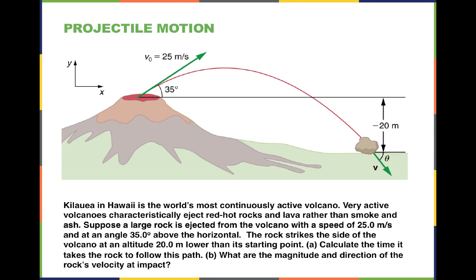Okay, so here's another example. This is a volcano, which I'm not going to try to pronounce. And what it says is that suppose a large rock is ejected from the volcano at 25 meters per second at 35 degrees. And it strikes on the other side of the volcano at a point 20 meters below the top of the volcano where it starts. The first question is calculate the time it takes the rock to follow this path. And the second question is what is the magnitude and direction of the rock's velocity at impact?